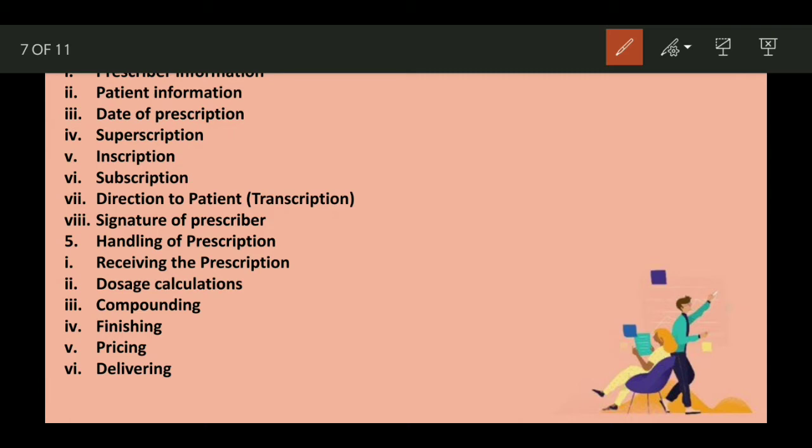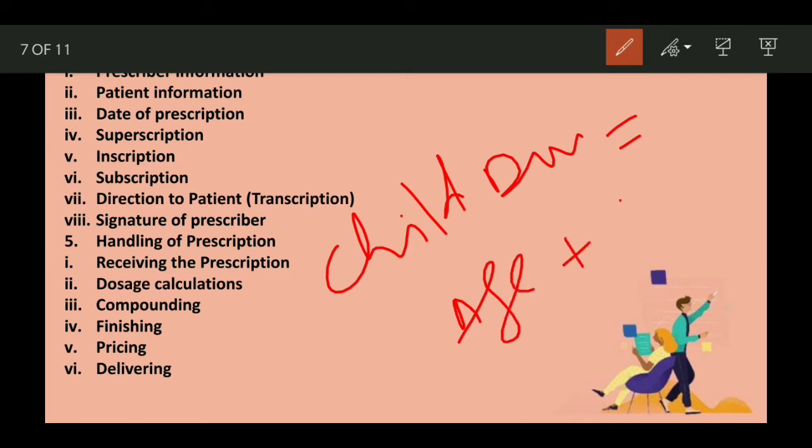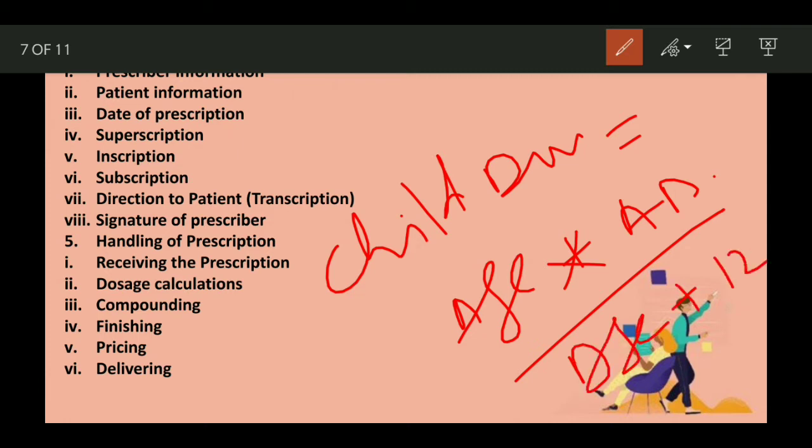Then next is dose calculation. The child dose is calculated with the help of Young's rule. In Young's rule, you calculate the child dose as age divided by age plus 12, multiplied by the adult dose. So this is the formula to calculate the child dose.